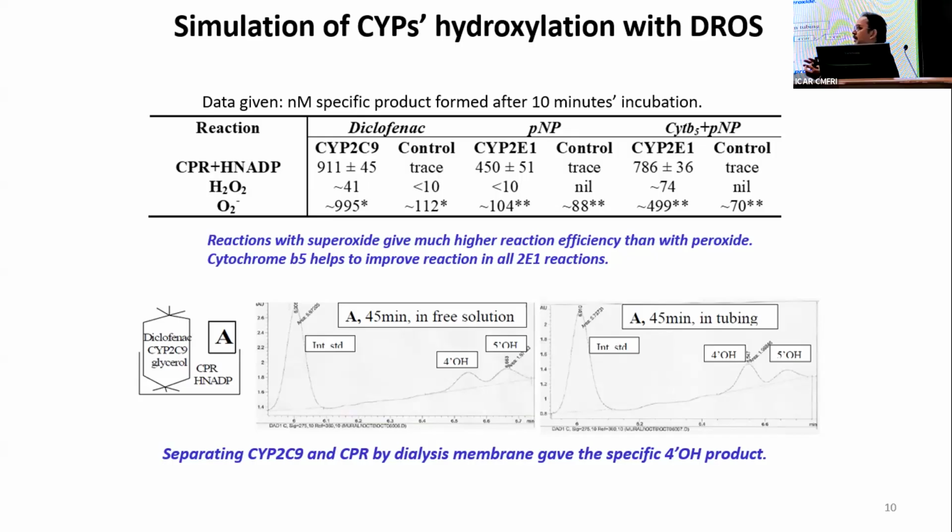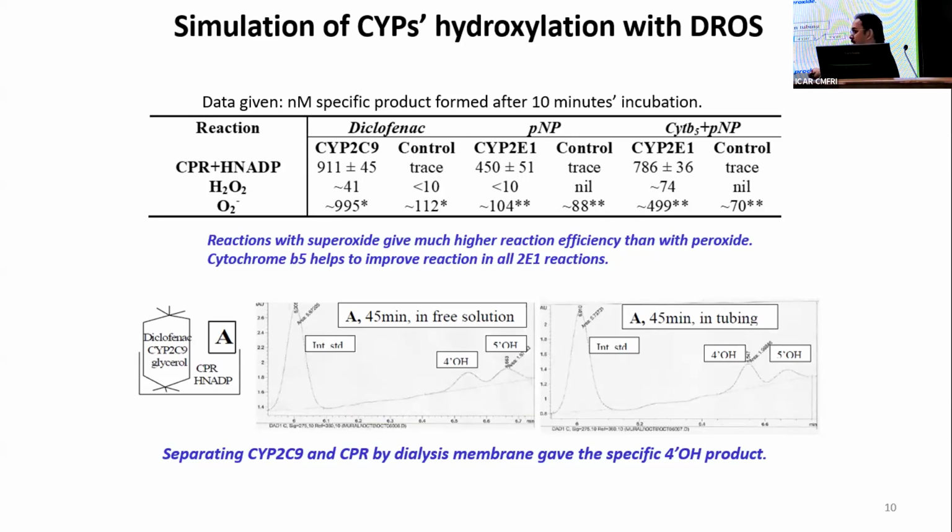So what if you separate them? You put a membrane between and you separate them. We are not going to expect any reaction if the erstwhile mechanism is actually correct. But then, interestingly, we not only observe reactions of almost the same level, but we observe very specific reaction.